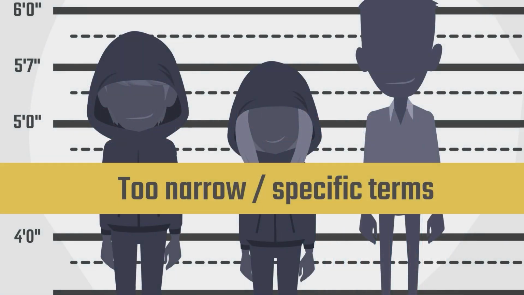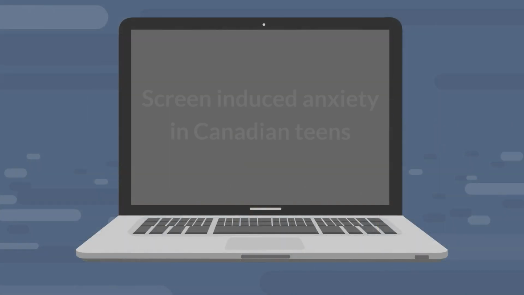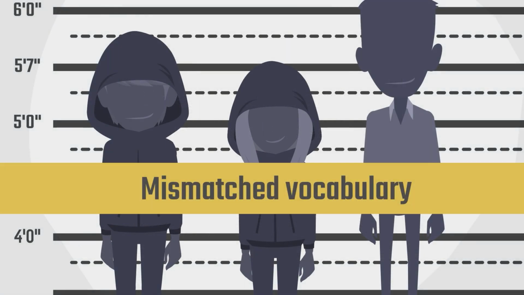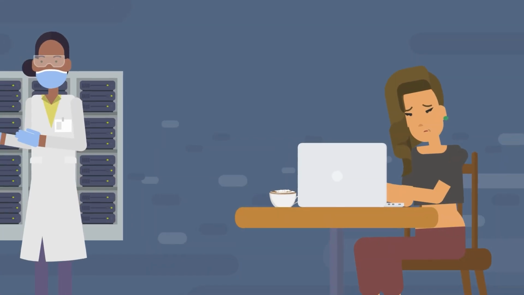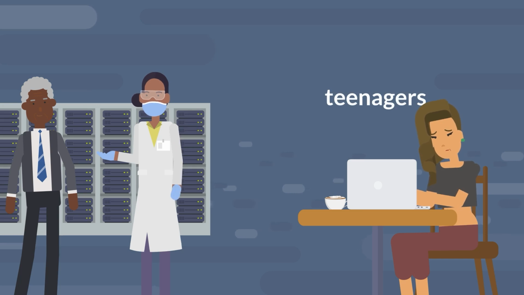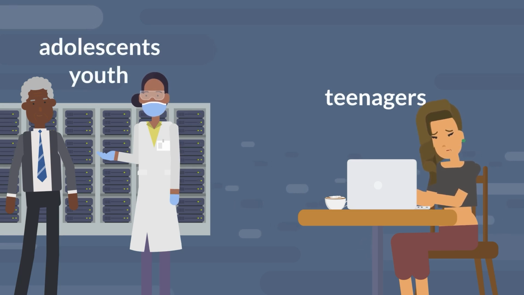Too narrow or specific terms. Terms like screen-induced anxiety in Canadian teens might be so specific that nothing matches exactly, even if related research exists. Mismatched vocabulary. You're using one term, but scholars and databases use another. For instance, you search teenagers, but academic articles say adolescents or youth.